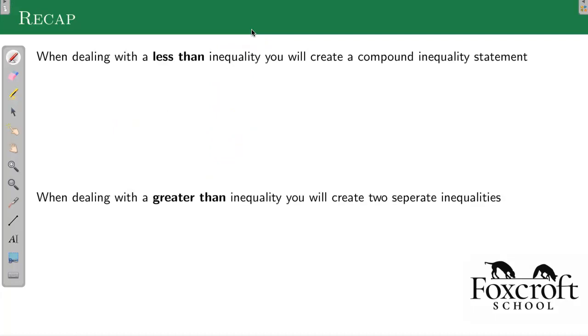All right, so here's a quick recap. Whenever I have an absolute value inequality with a less than sign, let's just pick a random number, that's going to create that compound type of statement like this. Right? Thinking about just I want to be closer to 0. I want to be kind of wedged in between those two numbers and be close to 0.